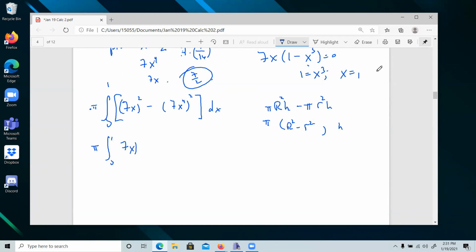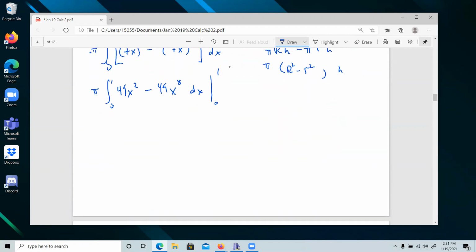7x. Let's go ahead and simplify that. So that's going to be 49x squared minus 7 squared is 49, and then this is x to the 8th, dx. And then we're going from 0 to 1. All right. Pi. Actually, I can factor out 49 too, can't I? Maybe we should do that.